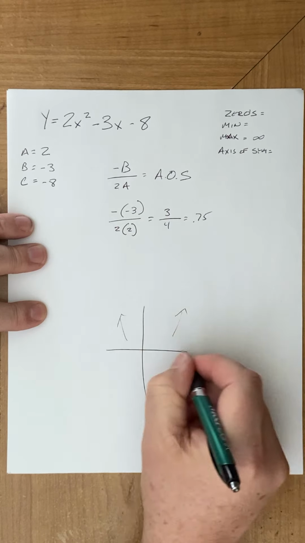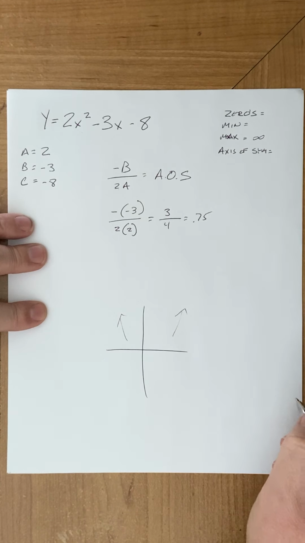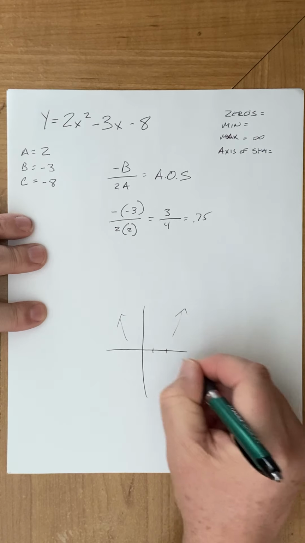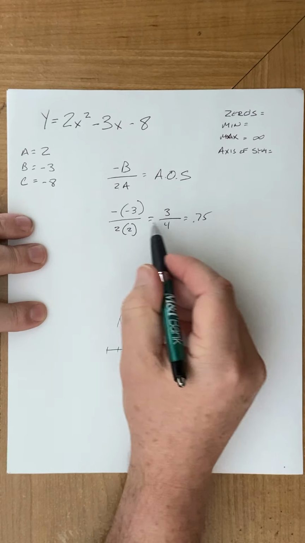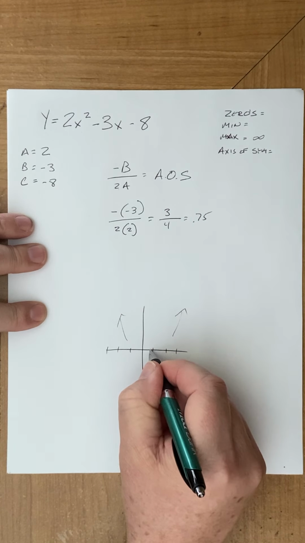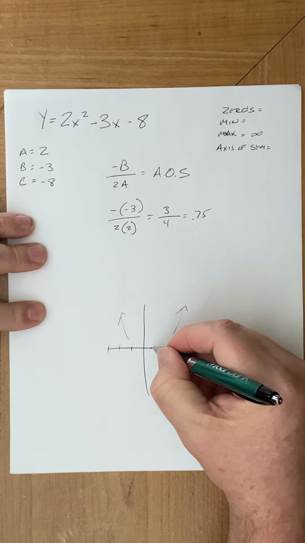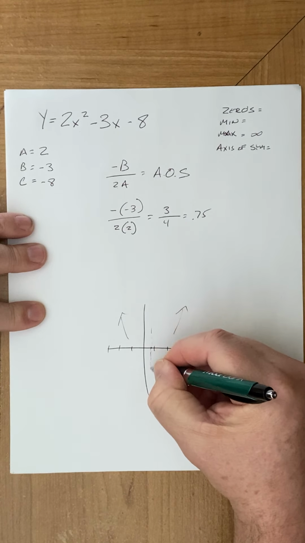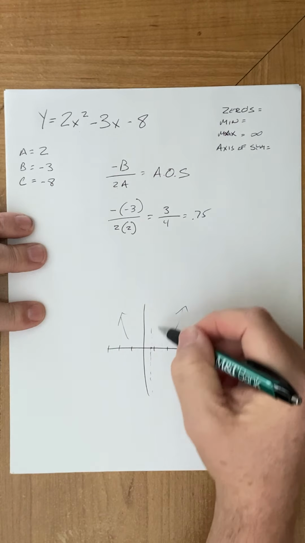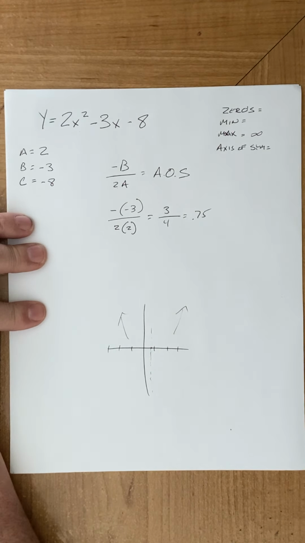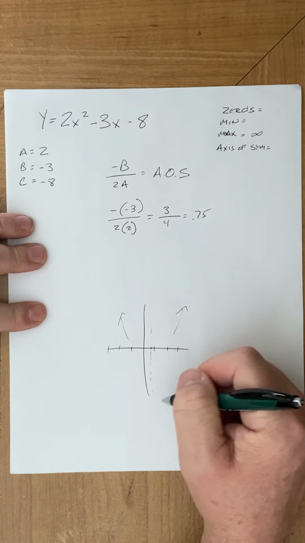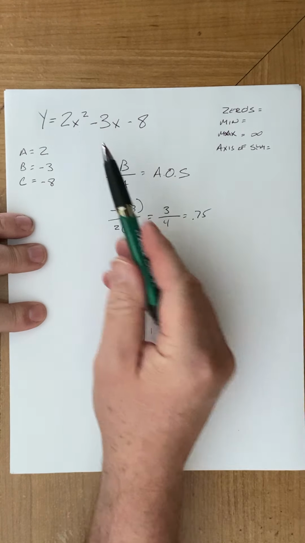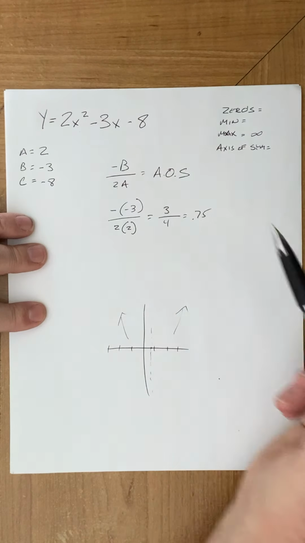So what that means is on our x-axis, there's 1, 2, 3, and -1, -2, -3. Our axis of symmetry is at 3/4, or 0.75, which is not quite to 1. So we have a little dotted line going down through there, the axis of symmetry of the parabola. Remember, symmetry means it's equal on both sides. It cuts right down through the middle of that parabola. And like I said, I knew this parabola was going to be pushed over to the right a little bit because the b value was negative.